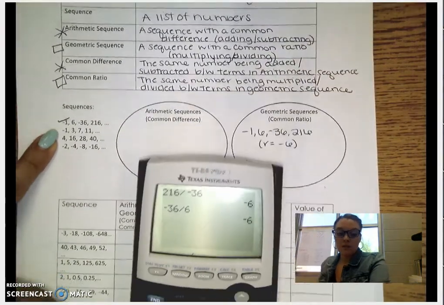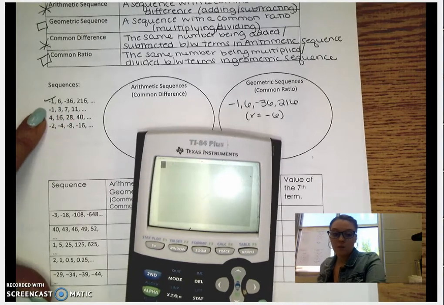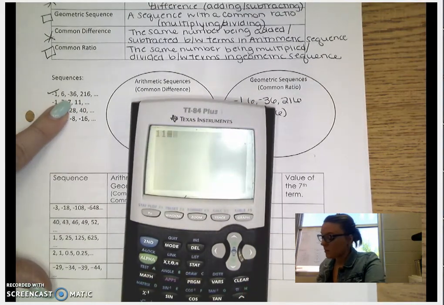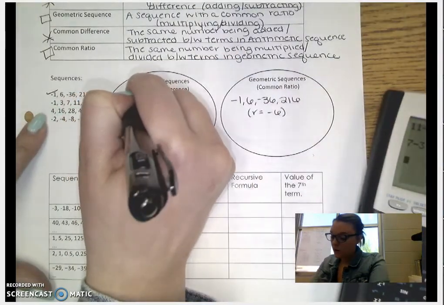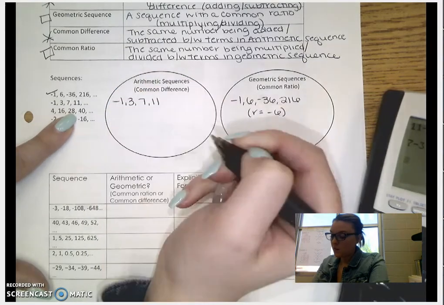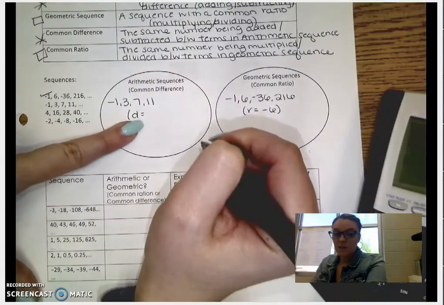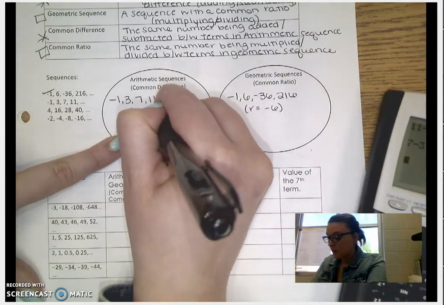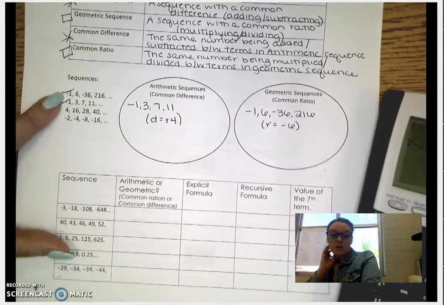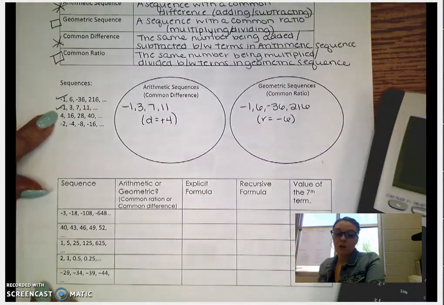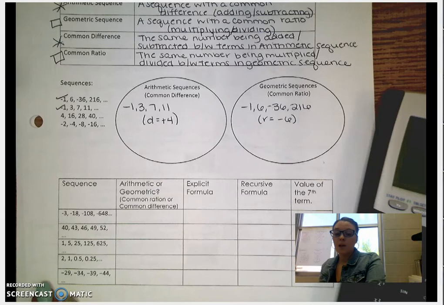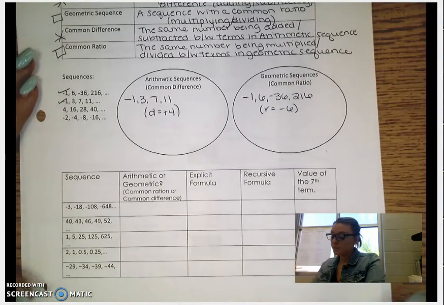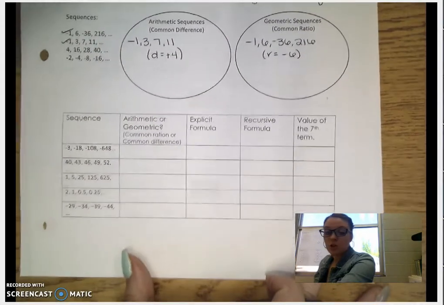Now we're going to do this second one. We're going to start by subtracting backwards to see if we have a common difference. So 11 minus 7 is 4. 7 minus 3 is 4. I do have a common difference of 4 for this second sequence. The common difference, d stands for difference, of positive 4. I just did these first two. This is very easy and definitely something you can do on your own. So go ahead and do the second two on your own. If you do not do these second two, I'm going to hand back your packet as if it was incomplete.